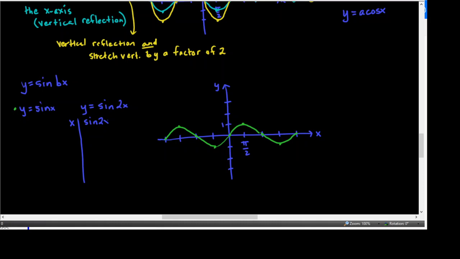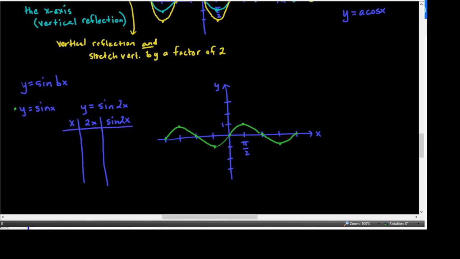Actually, let me back up and make it a little bit more information. So we're going to find out, given an x, we're going to calculate 2x, and then what's the sine of 2x is what we're going to do.